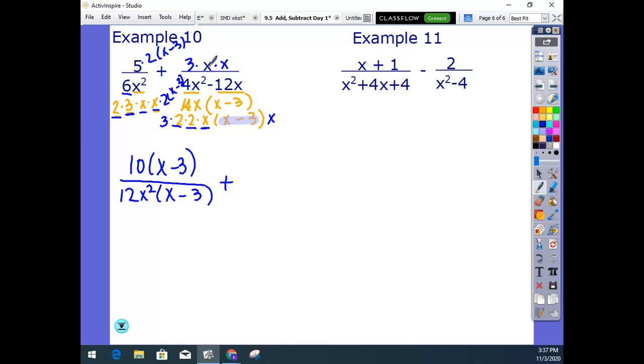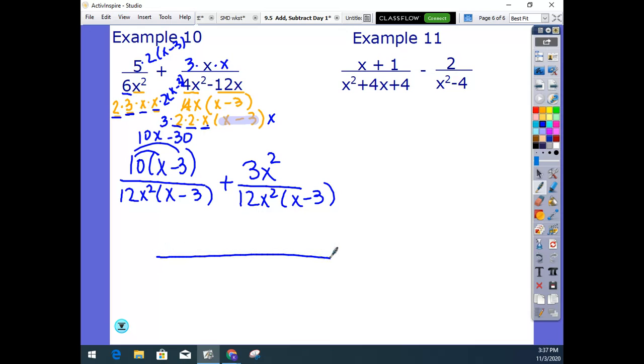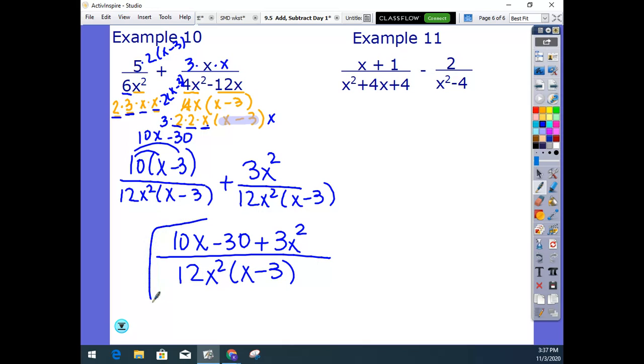Plus 3 times x is 3x squared. So we have 3 times 2 times 2, 12, x times x squared, x minus 3. We just distribute here, 10x minus 30, and I could have put it all together. We can just go straight across: 10x minus 30 plus 3x squared over my common denominator. Final answer.